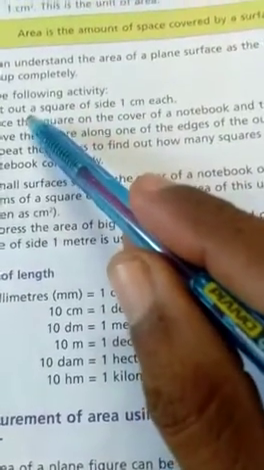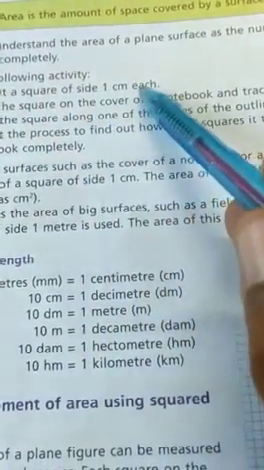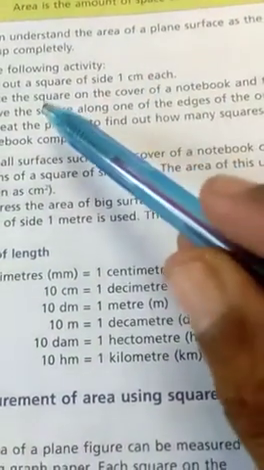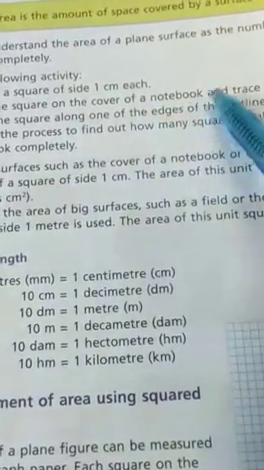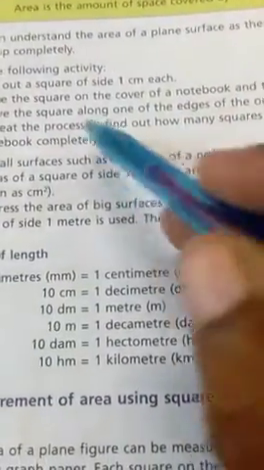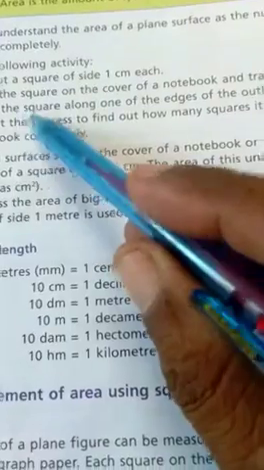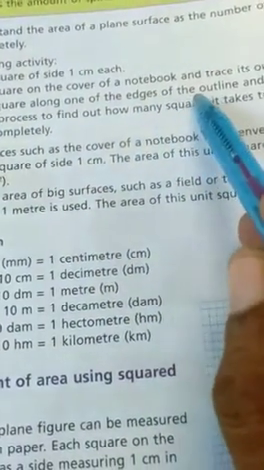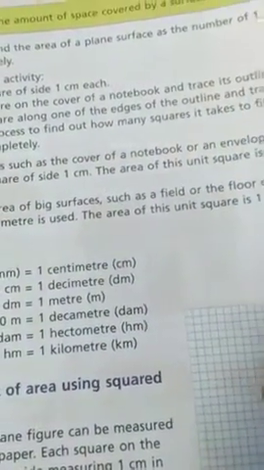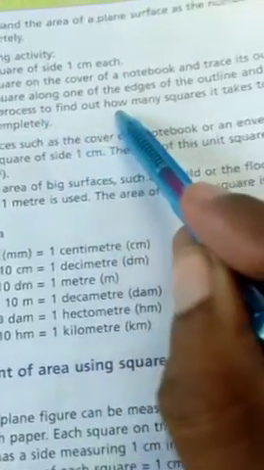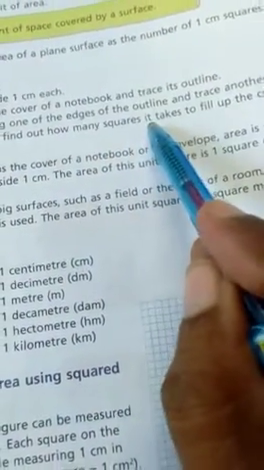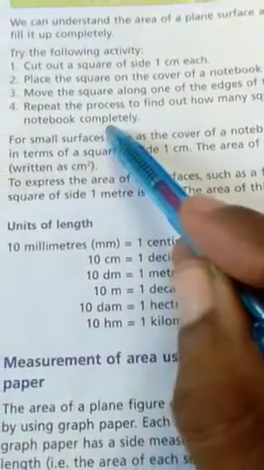First step, we cut out a square of side 1 centimeter. In the second step, place the square on the cover of a notebook and trace its outline. In the next step, move the square along one of the edges of the outline and trace it. In the last step, repeat the process to find out how many squares it takes to fill up the cover of the notebook completely.